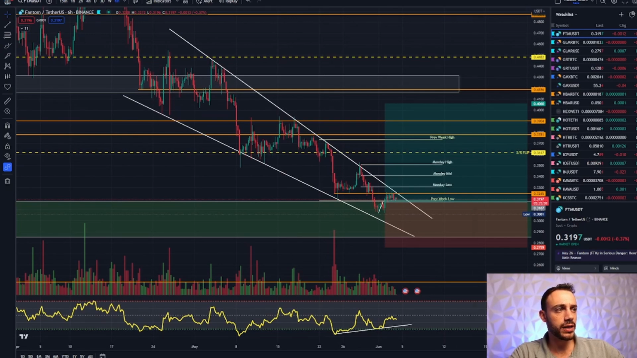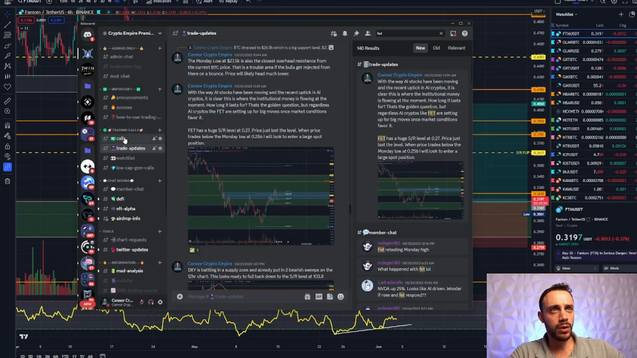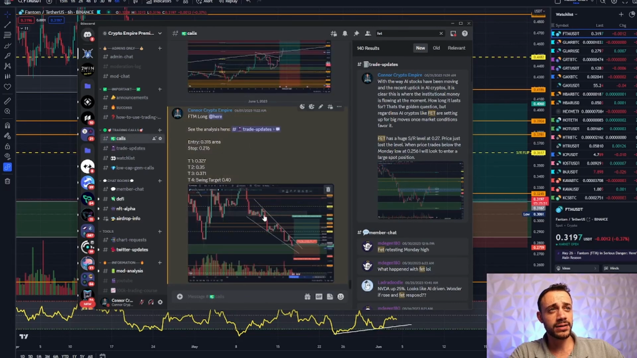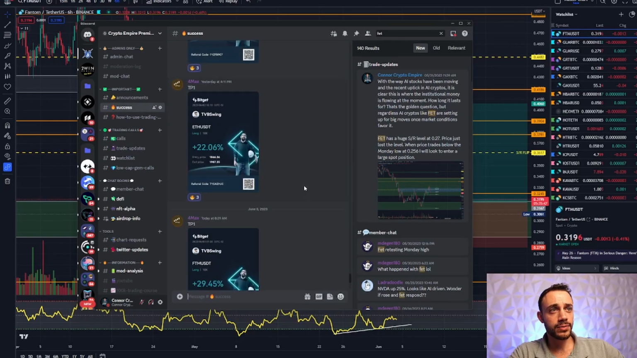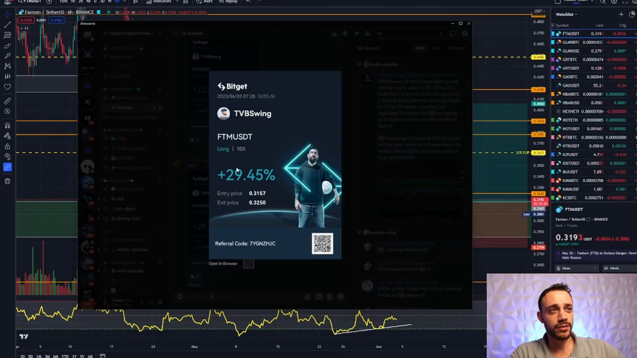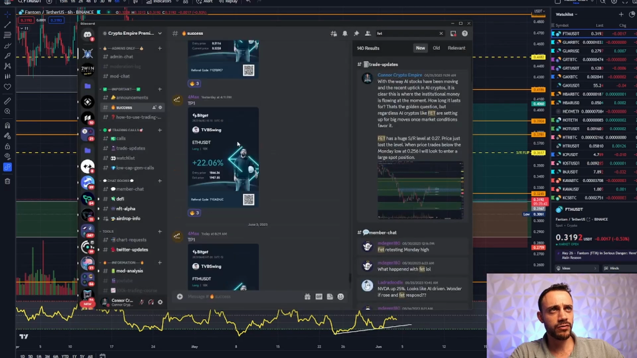And you can see the trade here inside of my Discord group. Again, these are all posted well ahead of time so that you guys can go ahead and enter if you want to as well. And if you just look at the success tab, we already hit the scalp target for Phantom today. So everybody's crushing it.